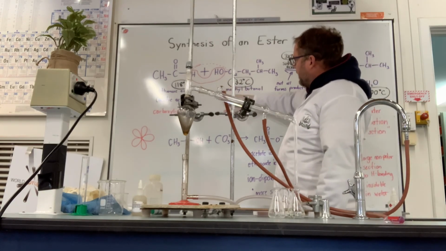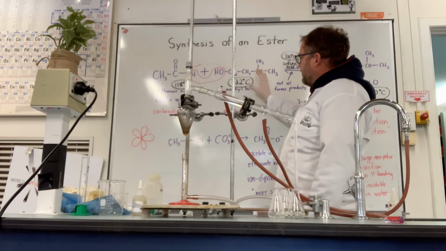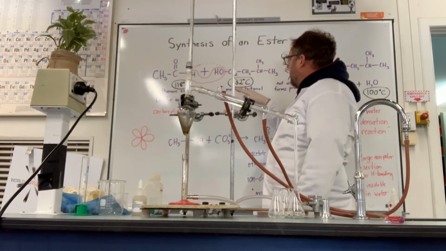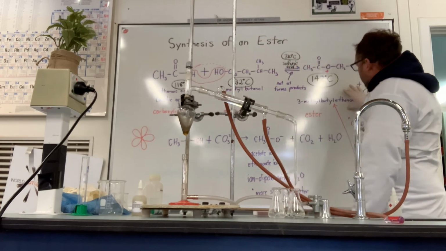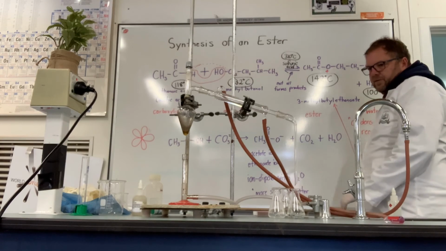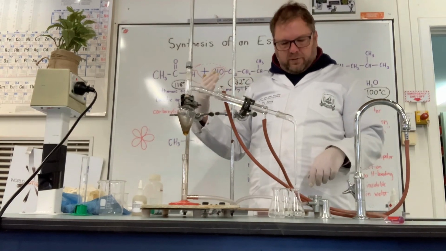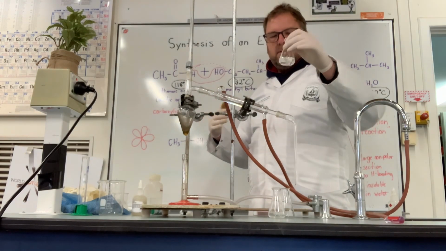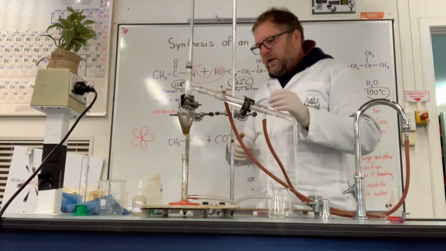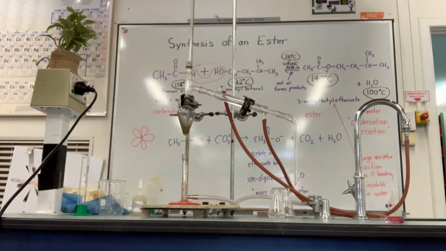We've collected the stuff that came across below 100, at 132 and below, which would be the unreacted alcohol and the carboxylic acid, the acetic acid, and we've got the layer that's come across after. We've left a little bit in the bottom just in case there was any sulfuric acid or something with a high boiling point. And this here, it has a very sweet banana lolly type smell.